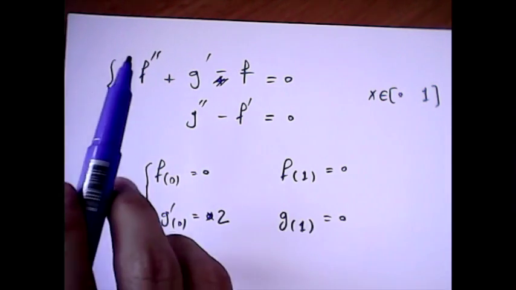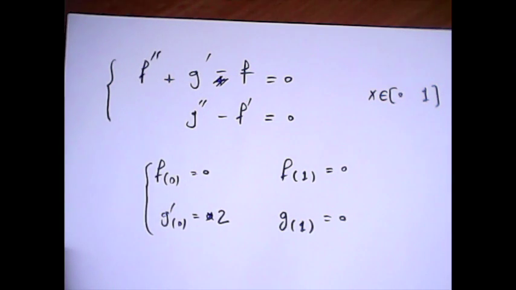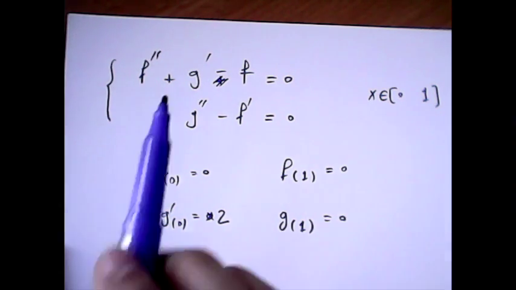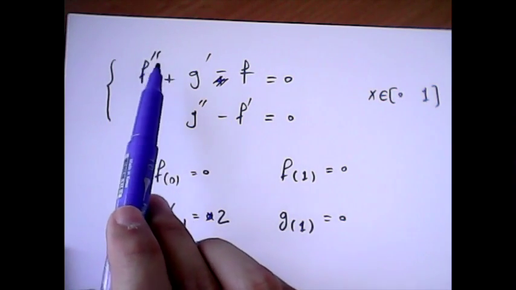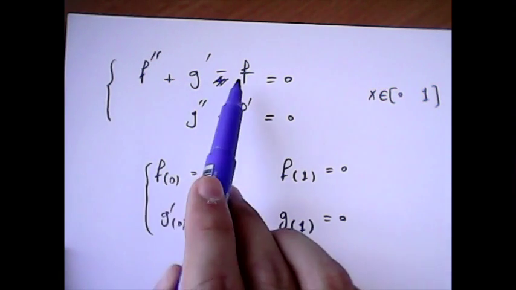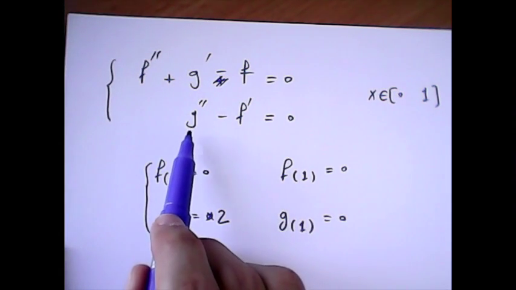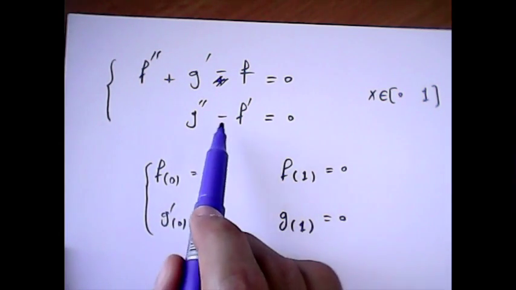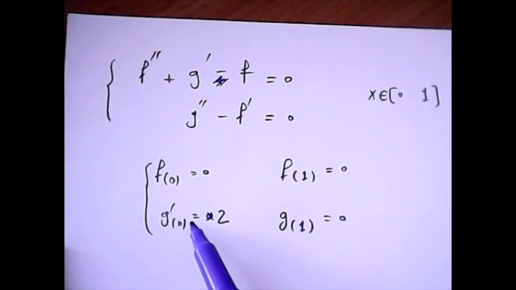But wait a second. The order of the differential equation was 2. That's the largest derivative. But note that we have two equations here, two functions. For one of them the largest derivative is 2, so this one is second order, and we need two boundary conditions. But there is another differential equation too, and this one is also second order. So we need 2 more. Essentially we need 4 boundary conditions to figure out the solution.